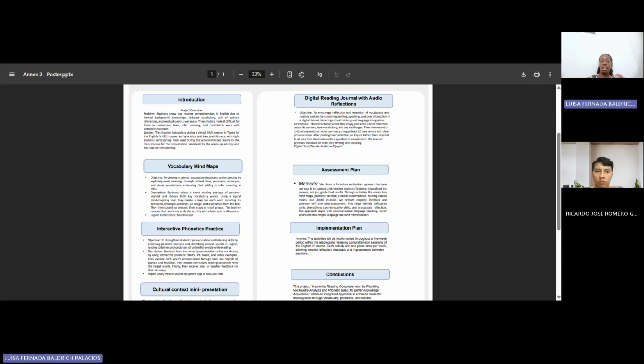And the second question is, how did your view of language acquisition change during the course? The experience was really good for the students, working with vocabulary, mind maps, and phonetics. It helped me see how the students react to interactive and meaningful activities. It also showed me how important it is to plan with a clear purpose.